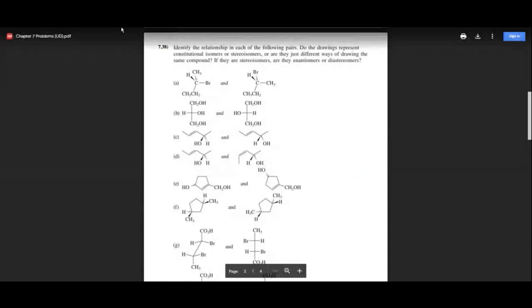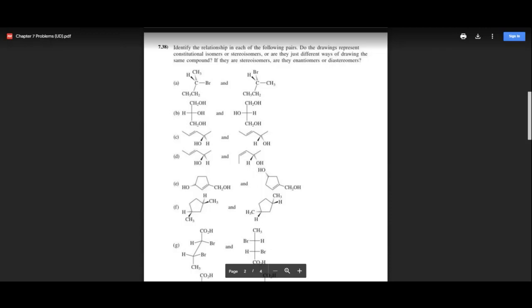Here we go. Can you see it? Yes. This says identify the relationship in each of the following pairs. Do the drawings represent constitutional isomers or stereoisomers? Or are they just different ways of drawing the same compound? And if they are stereoisomers, are they enantiomers or diastereomers? So this is exactly the type of question I think you were looking for, right?